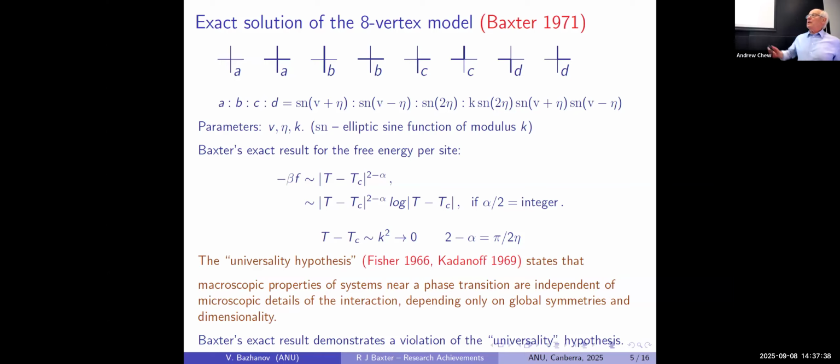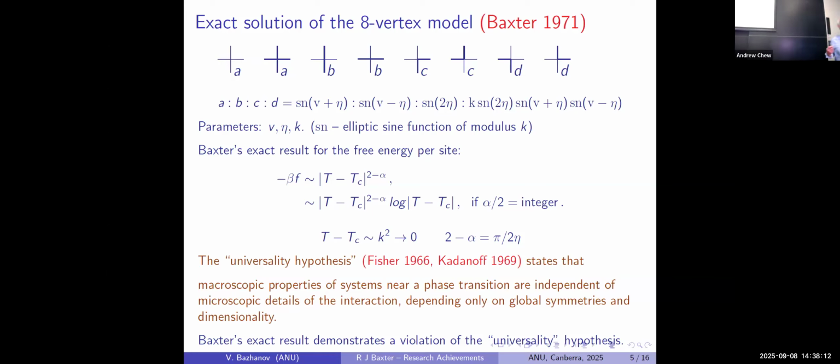and the Baxter exact result for the free energy per site near the critical point is this. So that is a critical singularity, and the critical exponent alpha depends on the parameter eta. It's a nice result, but it was shocking for the statistical mechanics community because it contradicted the hypothesis of universality, which was accepted then.